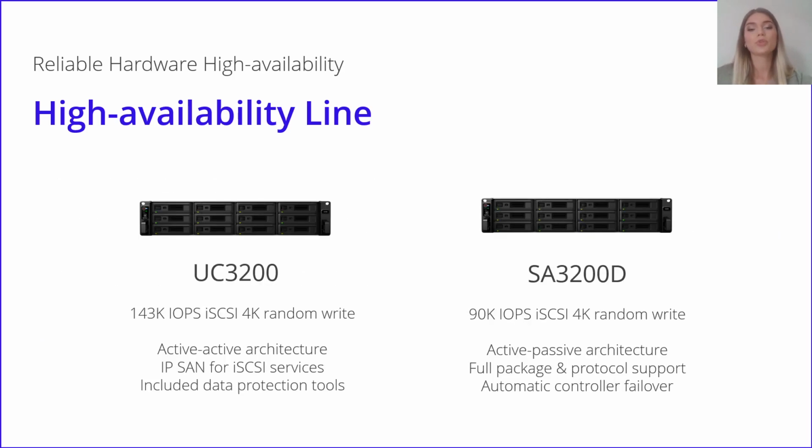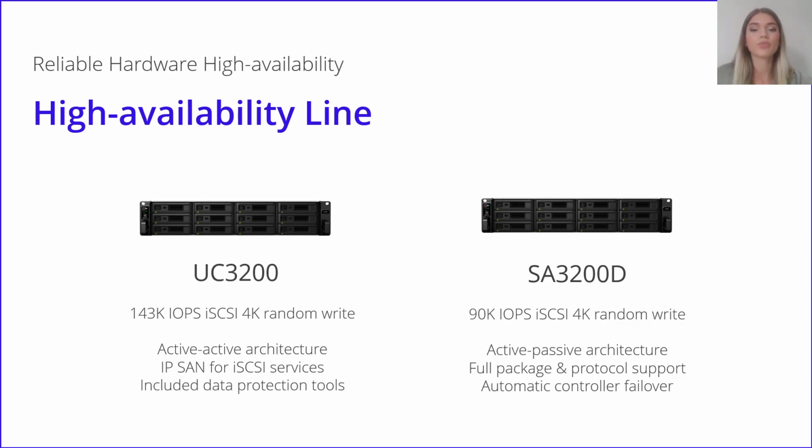In this line, we propose two units. The first one is the UC3200, which is not a NAS, but a dedicated iSCSI SAN and only works for iSCSI services. It features an active-active architecture that includes data protection tools inside its specially designed version of DSM. With all those advantages, you also get amazing performance with 143K IOPS iSCSI 4K random write.